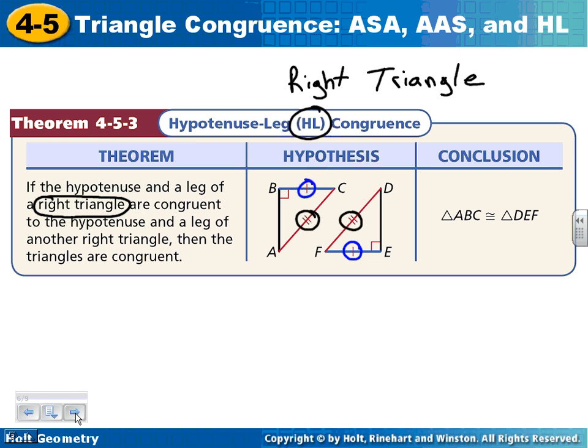Notice that both triangles drawn there have that little box in the corner, and that tells me it's a right triangle. So go to the next slide.